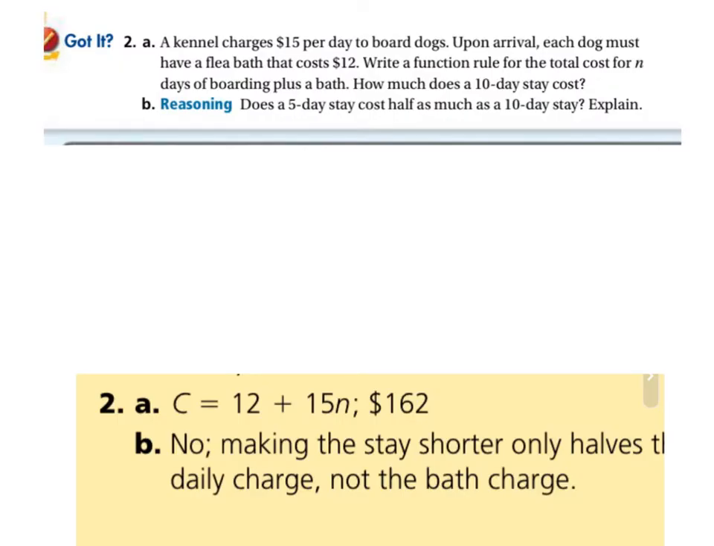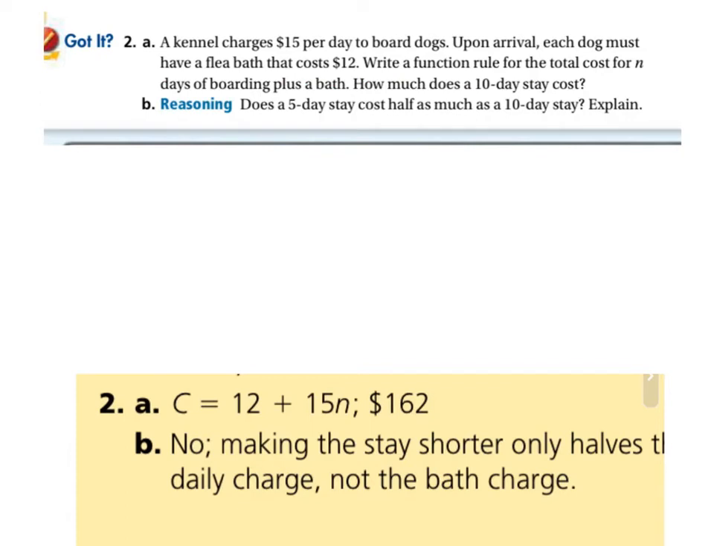Alrighty, got it. A kennel charges $15 per day to board dogs. Upon arriving, each dog must have a flea bath that costs $12. That's a one-time charge, by the way. It's not every day. It's when you walk in that door, kind of like we talked about getting in the taxi cab, those kinds of things, or walking in the door to reserve the hall or whatever. Write a function rule for the total cost of n days of boarding plus a bath. How much does 10 days cost?